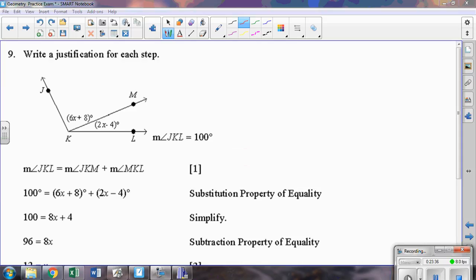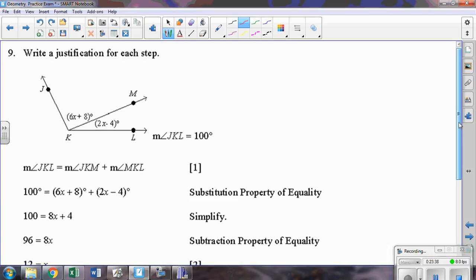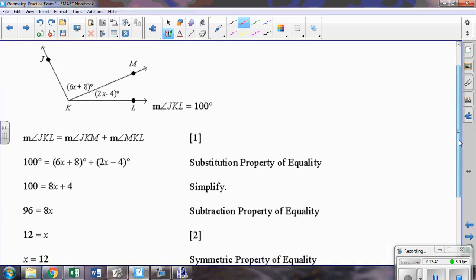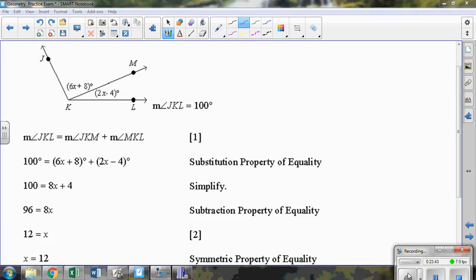For question number 9, write down a justification for each step. Now, to continue, or rather start, this question number 9, we are starting right here with number 1. Where does this equation come from? The measure of angle JKL equals the measure of angle JKM plus the measure of angle MKL.